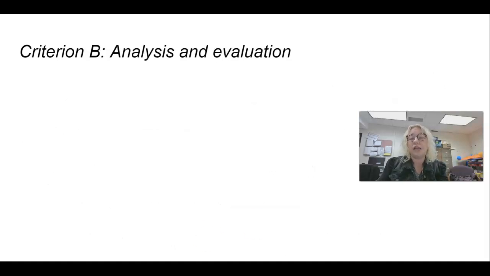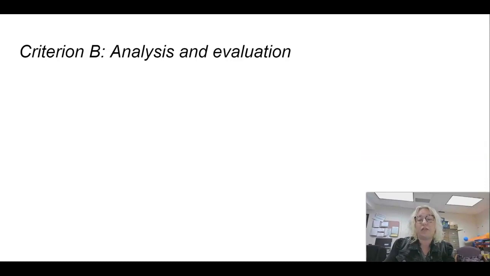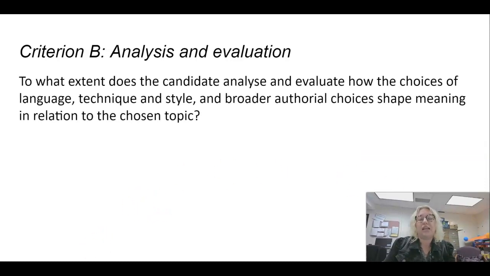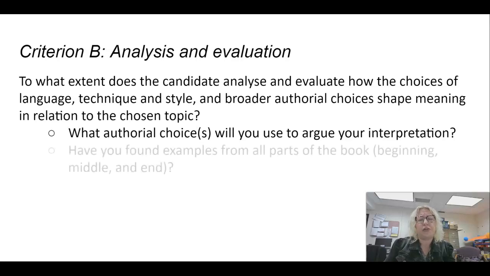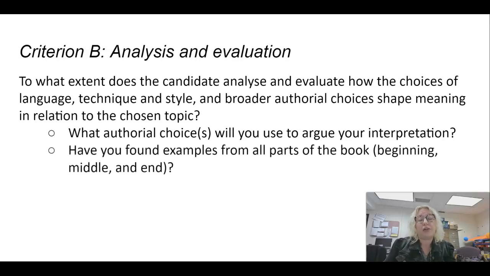All right, criterion B is the other criterion that I'll be grading for this essay. To what extent does the candidate analyze and evaluate how the choices of language, technique, and style, and broader authorial choices shape meaning in relation to the chosen topic? That's IB speak. Here's what I mean. What authorial choices will you use to argue your interpretation? Have you found examples from all parts of the book, beginning, middle, and end?